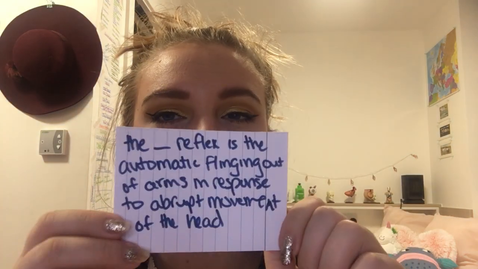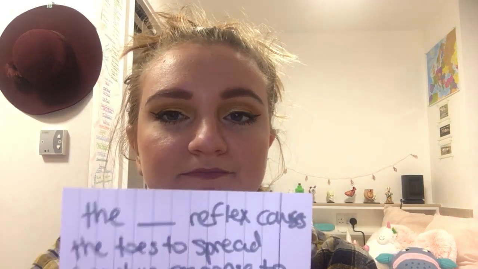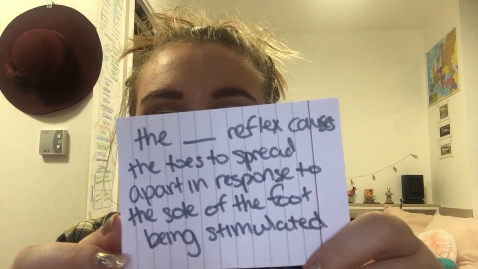The blank reflex is the automatic flinging out of arms in response to abrupt movement of the head. Once again, something that's typically only seen in infants. That's called the Moro reflex. The blank reflex causes the toes to spread apart in response to the sole of the foot being stimulated. That's what's known as the Babinski reflex.